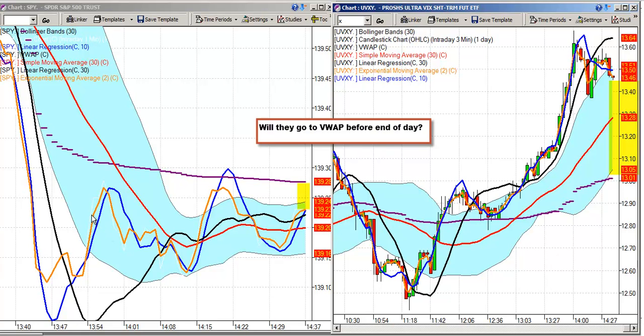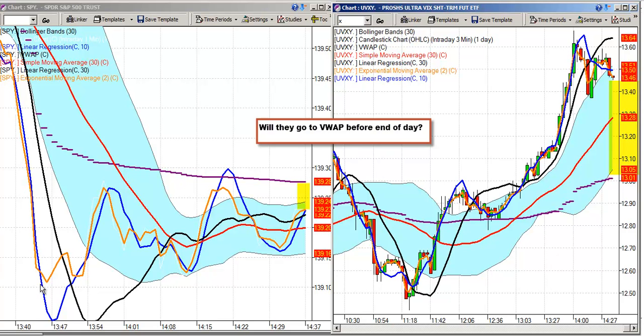I actually have a tiny little white line hidden behind. That's the actual price, unweighted. But I find that the smoothed price action of the EMA2 makes it easier to see signals, and I've shown in UVXY over here what price looks like with the candles and what it looks like without the candles, and I'm almost finding the candles to be a bit cluttery.